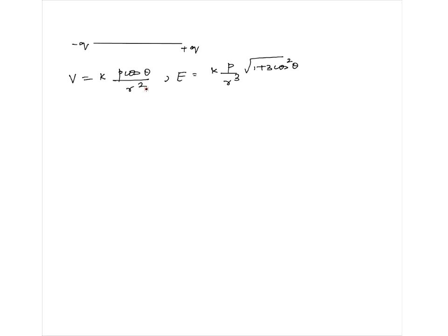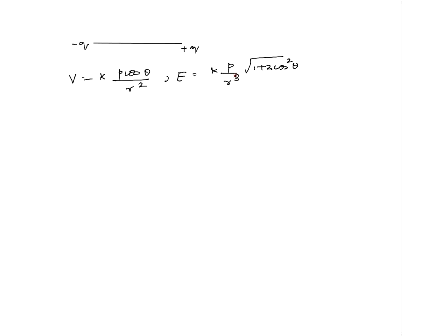Now you can also say, why can't theta be 180? You have got a valid point if you say that. If the point of interest is here, cos 180 is minus 1 and potential will be minus Kp by r square. That makes perfect sense. If the point of interest is close to the negative charge, potential has got to be negative.